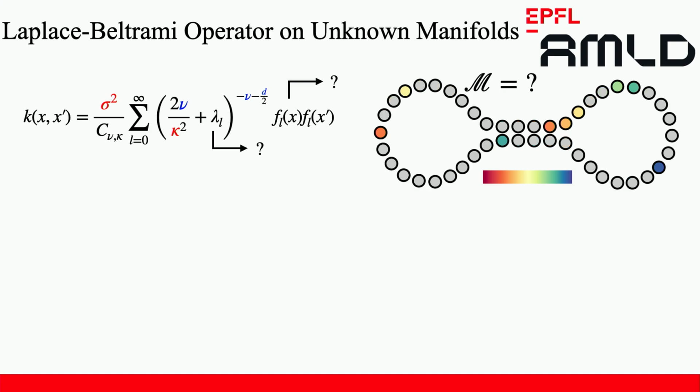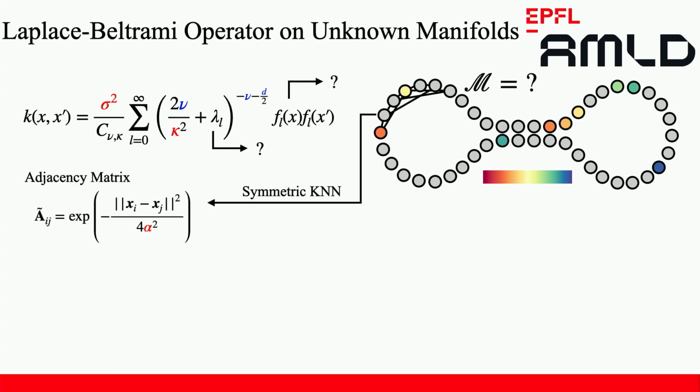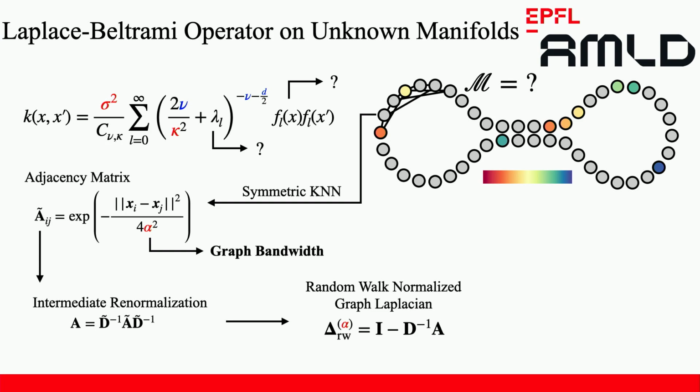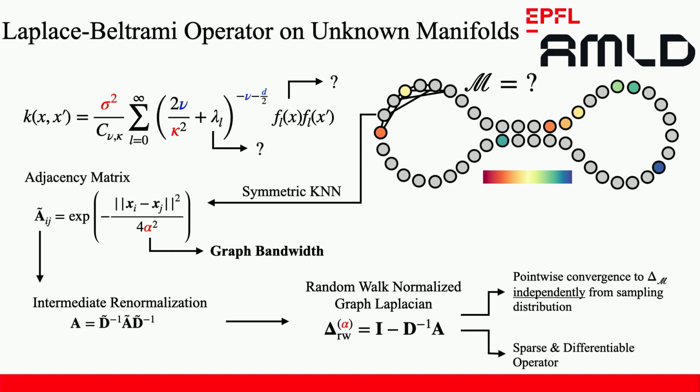First, consider the possibility of having many unlabeled points. We proceed by constructing the adjacency matrix based on a symmetric k-nearest neighbors graph, where the graph bandwidth alpha is an additional hyperparameter that we want to optimize. We then apply an intermediate renormalization to the adjacency matrix by the degree matrix before constructing the random walk normalized version of the Laplacian. We do this because this procedure ensures pointwise convergence to the Laplace-Beltrami operator independently of the sampling distribution. We build this operator in a matrix-free and completely differentiable way, and thanks to the KNN graph, this operator is also sparse.